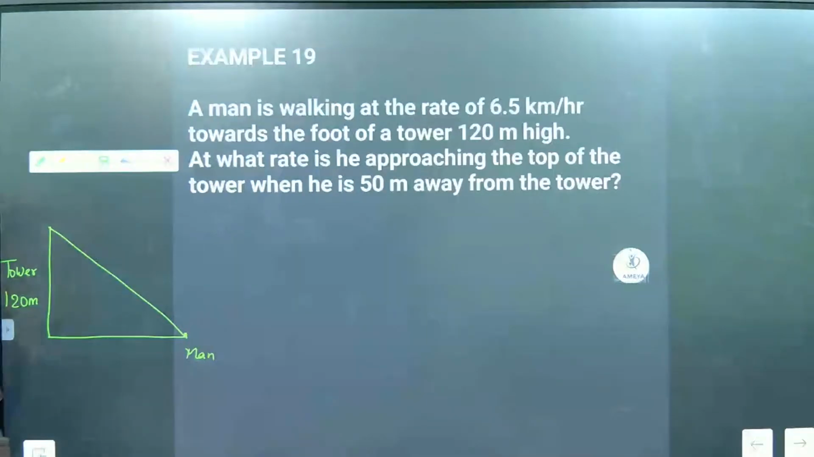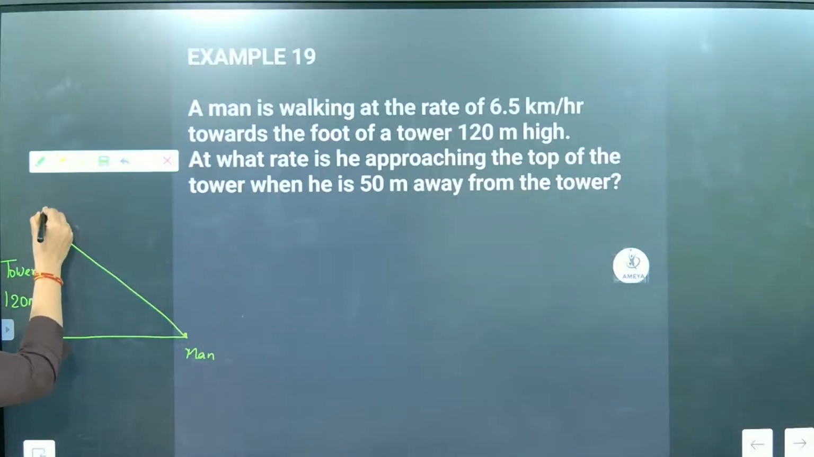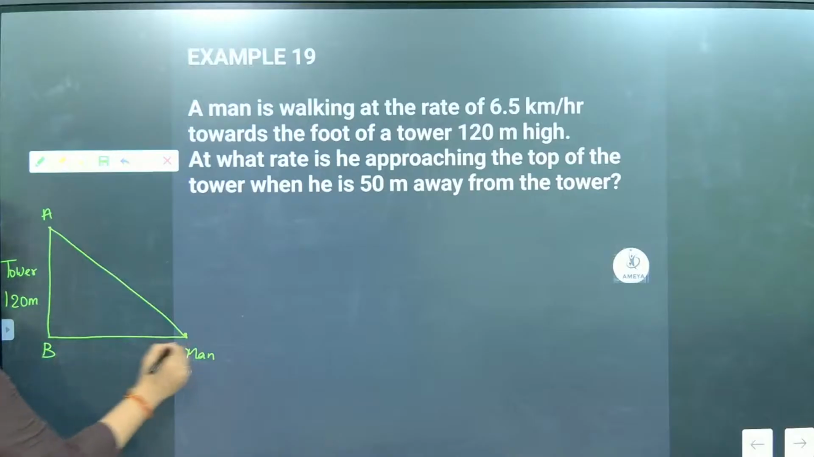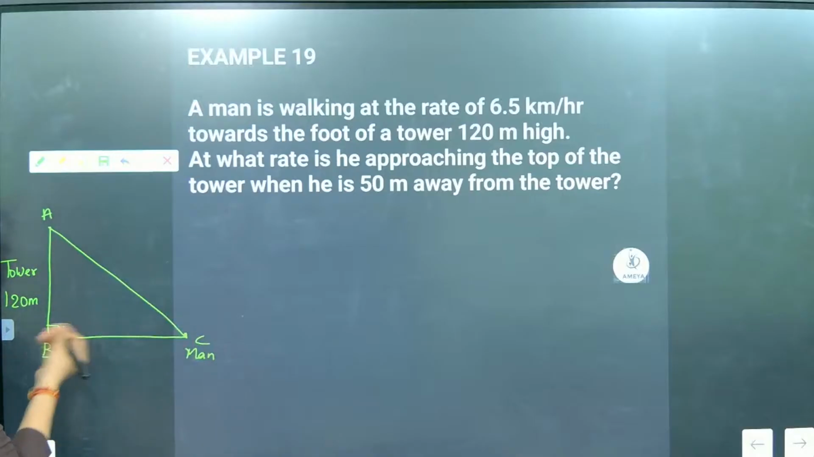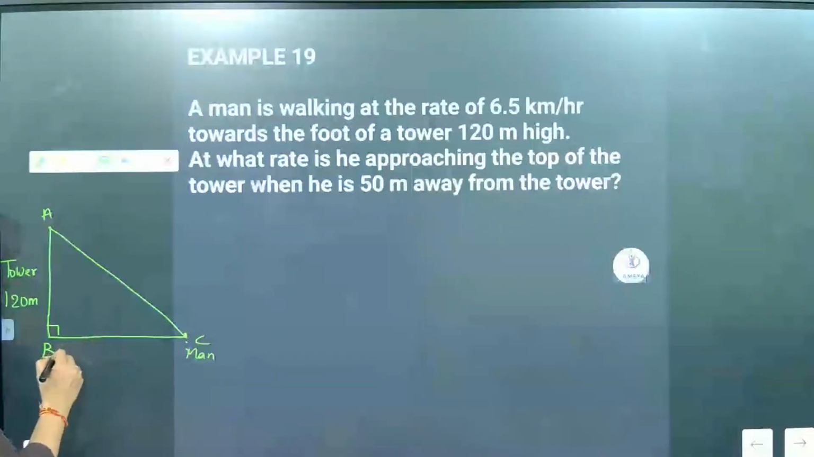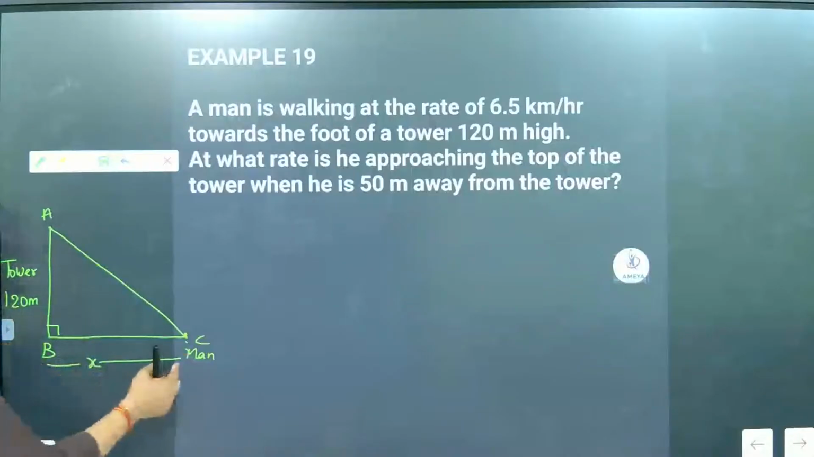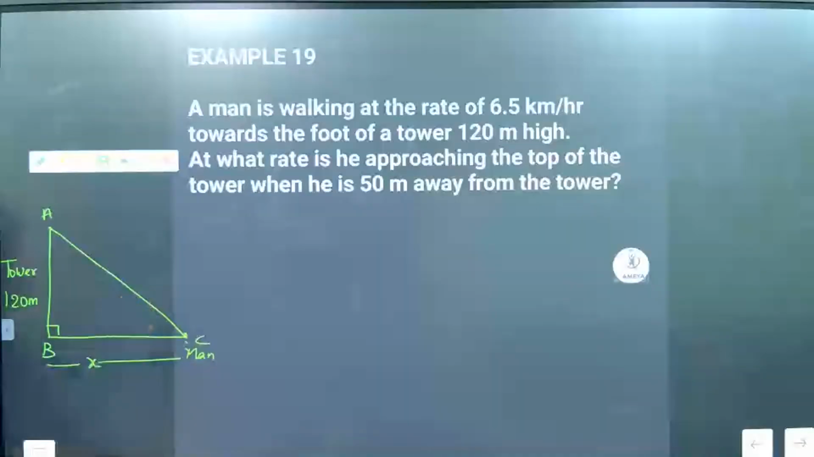After that, they are telling that a man is walking at a rate of 6.5 kilometer per hour. So first we will write A, B and C. The tower is standing perpendicular, and this distance is changing because the man is heading towards the tower. So this distance will change. Understood? This distance I have taken as x. That means what will change is x. So beta, if x changes here, please remember this part will also change.